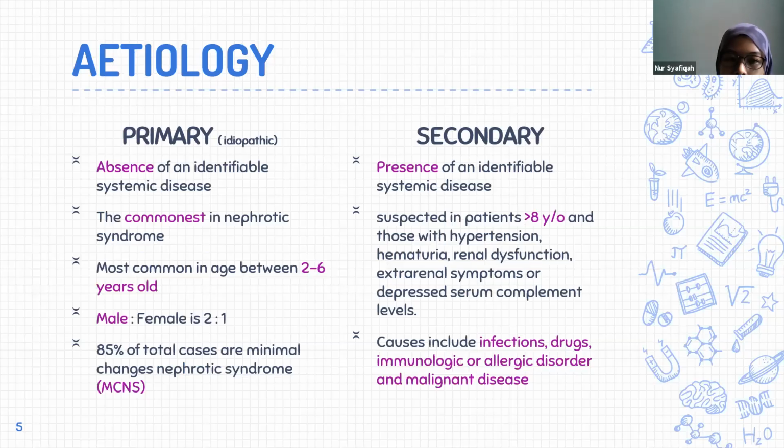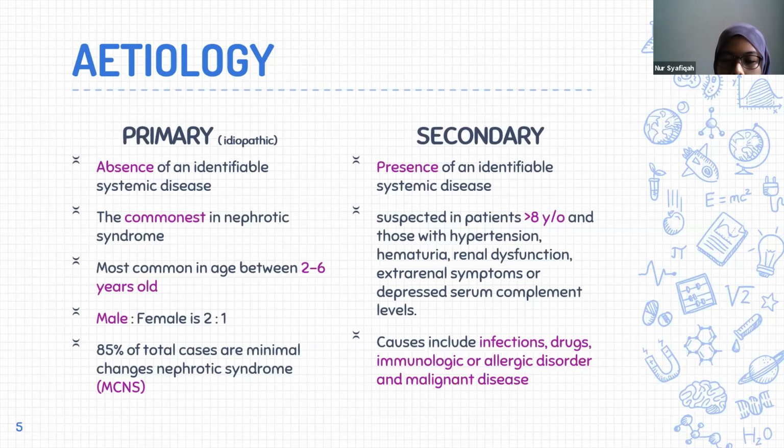Basically, the etiology for nephrotic syndrome is classified into three: primary, secondary, and congenital nephrotic syndrome. Congenital nephrotic syndrome I'll touch on in the last part of the presentation. First, we have primary nephrotic syndrome, or commonly idiopathic nephrotic syndrome, where there is absence of an identifiable systemic disease, and it is the commonest form of nephrotic syndrome. It is most common in children aged between 2 to 6 years old, and more prominent in males, where the male to female ratio is 2 to 1. One example of primary nephrotic syndrome is minimal change nephrotic syndrome, which accounts for 85% of the total cases.